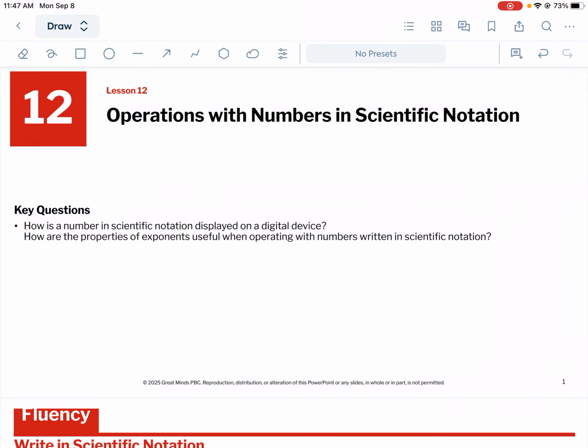For lesson 12, we're doing operations with numbers in scientific notation. Our objective is to interpret numbers in scientific notation displayed on digital devices. All that means is we're doing scientific notation on a calculator and getting familiarized with that. And then we're going to operate with numbers written in scientific notation. All that means is we're going to add, subtract, multiply, divide. Basic stuff, basic mathematics. Now, to the warm-up.